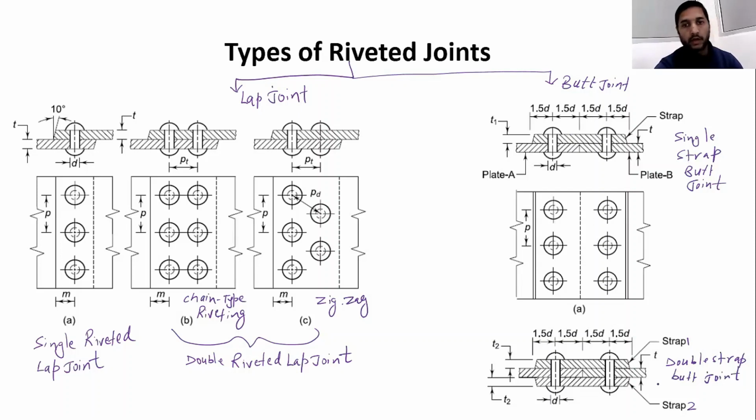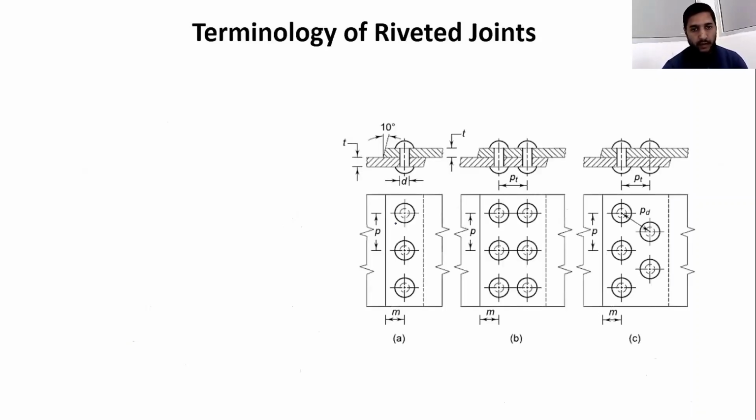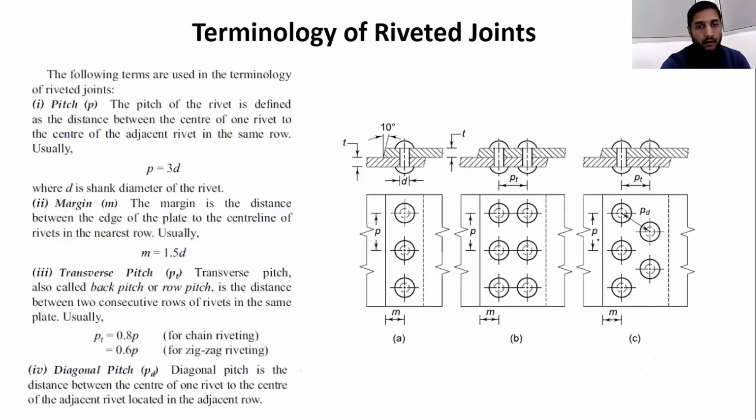Okay, so let's move ahead. I hope it is clear now. Classification of riveted joints: we have two types of riveted joints, lap joint and butt joint. Now there are some terms which we will use in our riveted joints. As you can see in this figure, we have small p, which is called pitch. Small d is the shank diameter. And M is called margin. PT is your transverse pitch, and PD is your diagonal pitch. Let me discuss all these terms one by one.